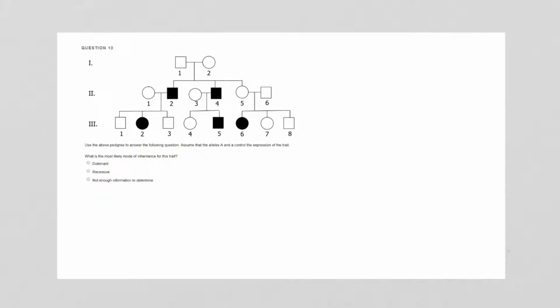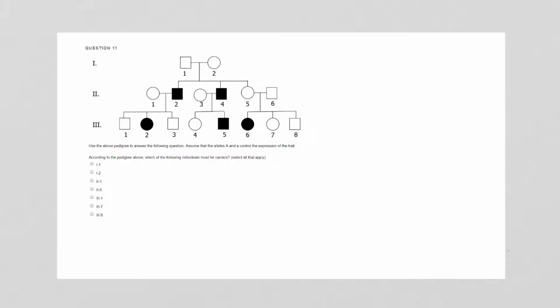Question 10, we want to know the most likely mode of inheritance. This one, we've got an example where you have two parents that don't have it. They have a child that does. Here's another child that does. This is very characteristic of a recessive pedigree.